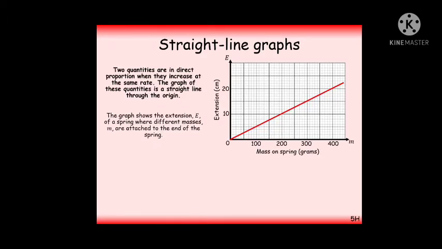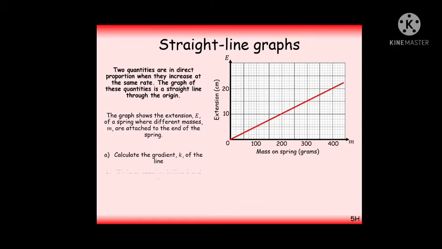So, two quantities are in direct proportion when they increase at the same rate. The graph of these quantities is a straight line through the origin. So the graph shows the extension of a spring where different masses m are attached to the end of a spring. So this is something you've done in physics. It's also called Hooke's law, you might remember it as.